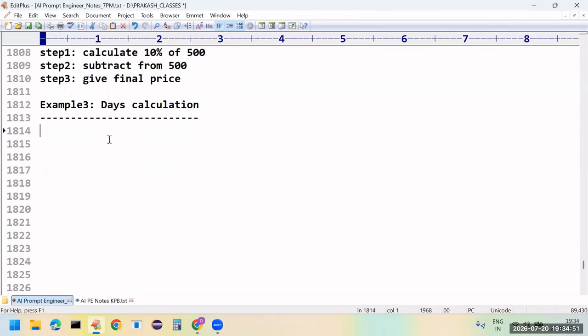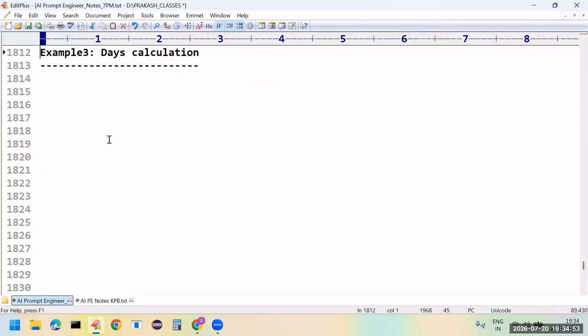So my next example is days calculation. Sir, what is this days calculation? If today is Monday, what day will it be after 10 days? Sir, if today is Monday, what will be the day after 10 days?